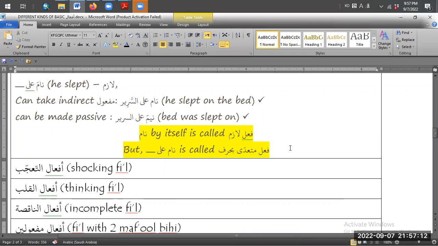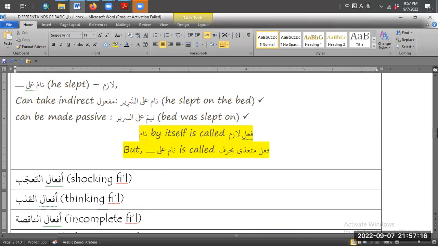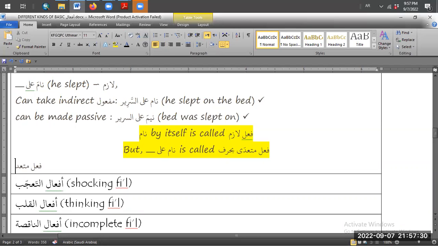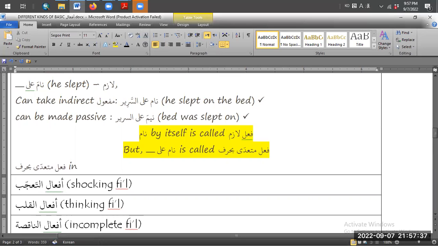Oh, another thing. Fi'il muta'addi bi harf in passive version can only be two versions. And here as well.